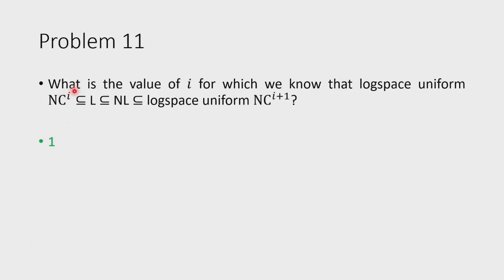So the next problem is, what is the value of i for which we know that log space uniform NCi is contained in L, is contained in NL, and NL is contained in log space uniform NCi+1? So do you know what a log space uniform class is? Yeah, so the Turing machine writes a description of the circuit with the constraint of a log space function. Right, yes. The answer is 1. Let's see why.